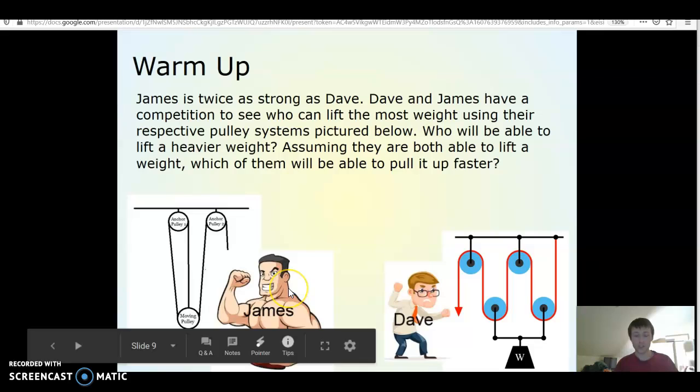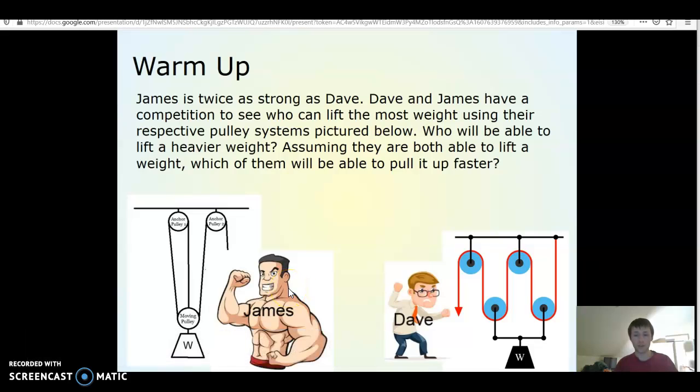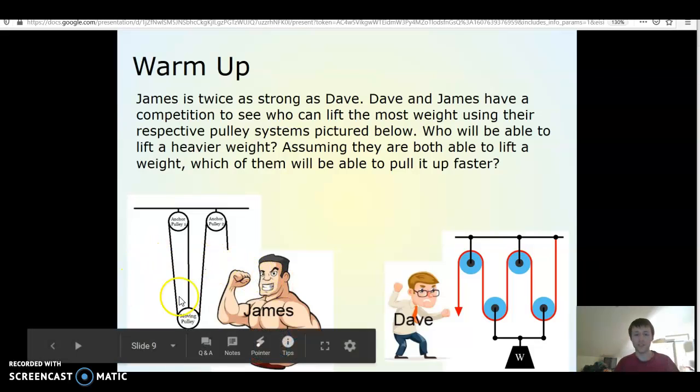So then if James is twice as strong as Dave, it follows that he would be able to lift a heavier weight, since he would be able to lift something that's 2 times 3 or 6 of Dave's normal power, whereas Dave would only be able to lift something that weighs 4 of Dave's normal strength ability to lift. So 6 is more than 4, therefore James can lift a heavier weight.